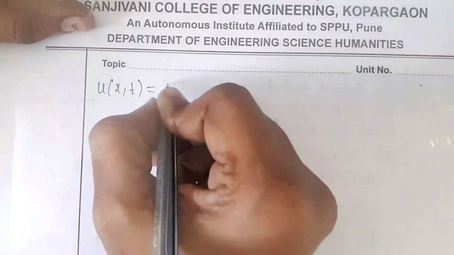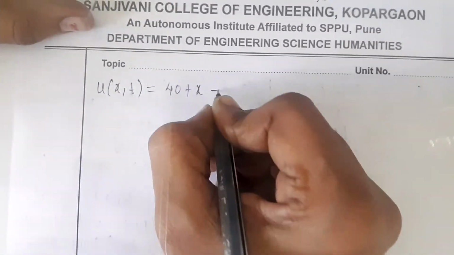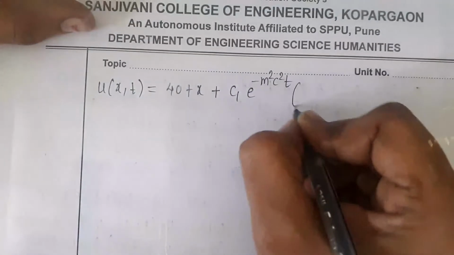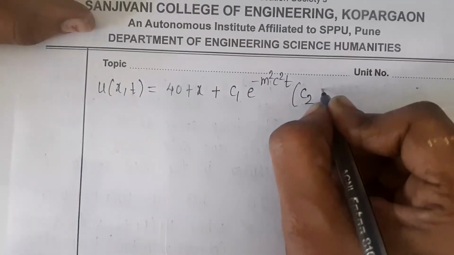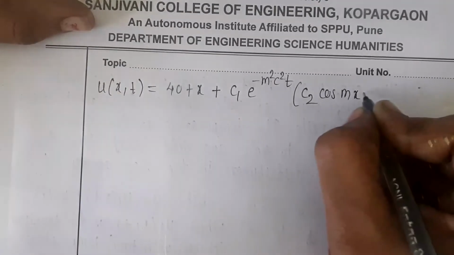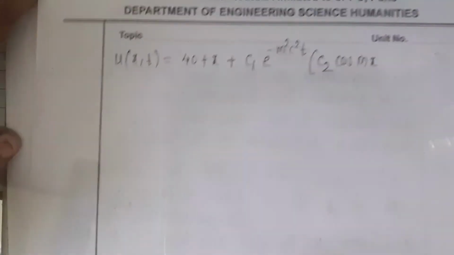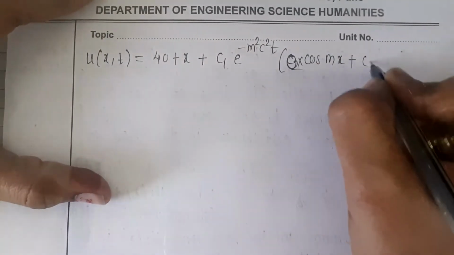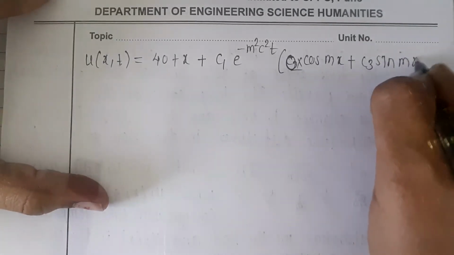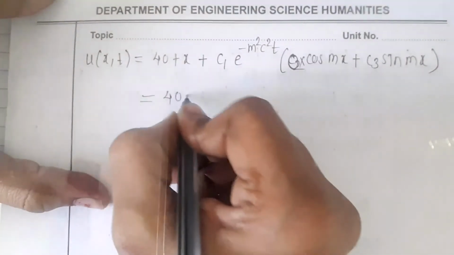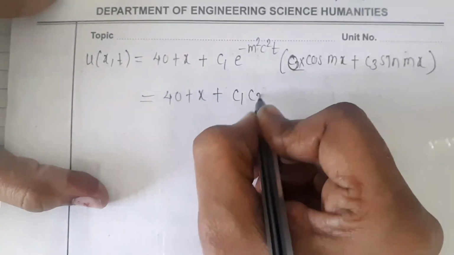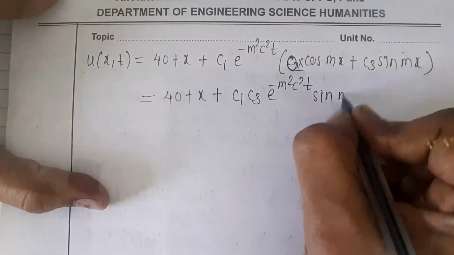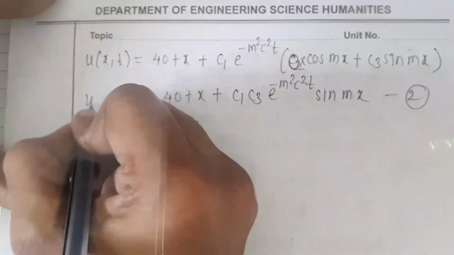It is equal to 40 plus x plus c1 into e to the power minus m square c square t multiplied by c2 cos of mx. But c2 value is 0, so this becomes 0, plus c3 sin of mx. So what we obtained is 40 plus x plus c1 into c3 e to the power minus m square c square t multiplied by sin of mx. This is equation number 2, u of x,t.